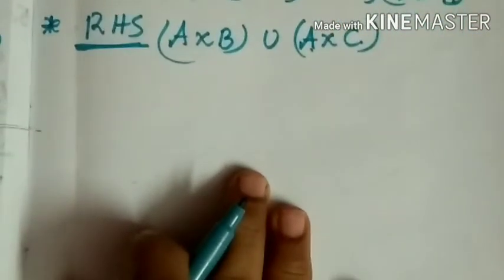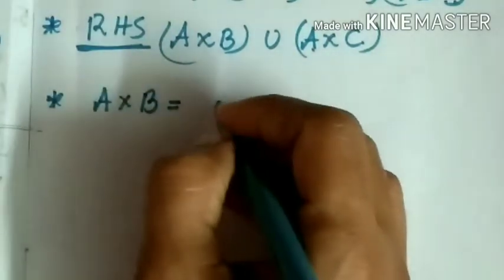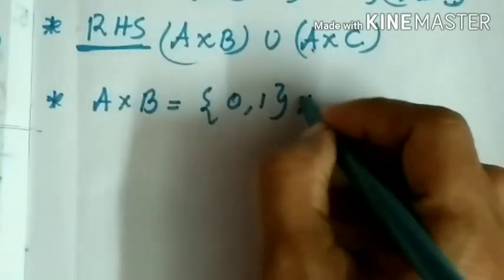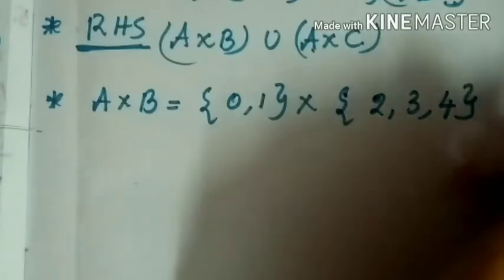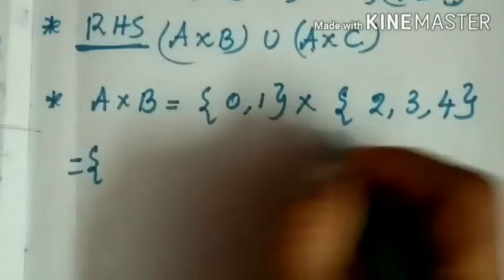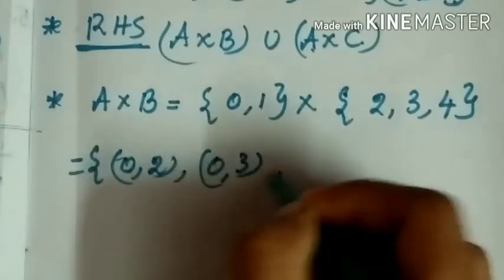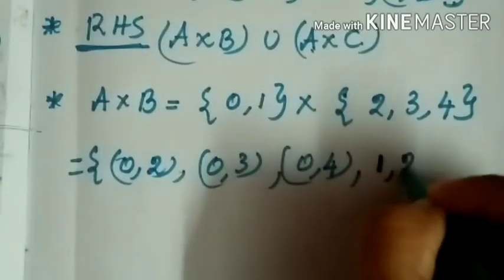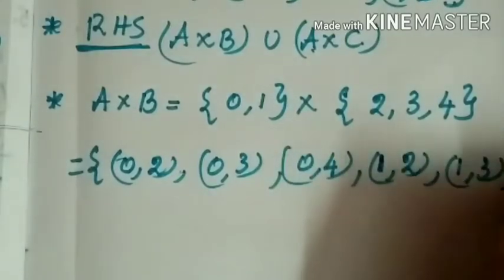So in this also you take the first bracket term, that is A cross B equal to set A elements {0, 1} cross B elements {2, 3, 4}. Then the Cartesian product of these two sets, we get ordered pairs (0, 2), (0, 3), (0, 4). Then next elements (1, 2), (1, 3) and (1, 4).